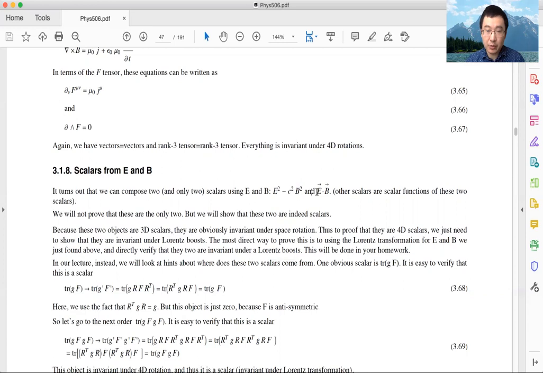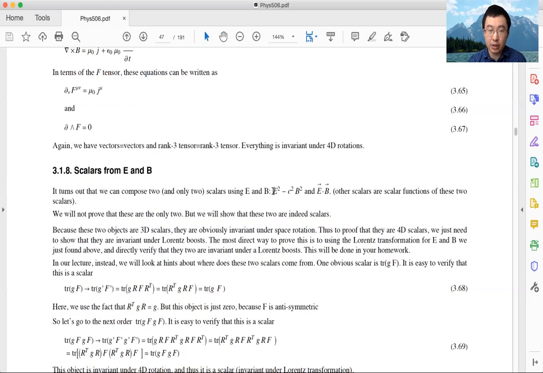Okay, so to check whether they are 4D scalars, we need to do a Lorentz boost. If these two quantities are 4D scalars, then under a Lorentz boost they should remain exactly the same. They should not change. So in the new reference frame and in the older reference frame, the value should remain the same. That's the way to test and verify whether these quantities are 4D scalars or not. And that will be your job in this week's homework.